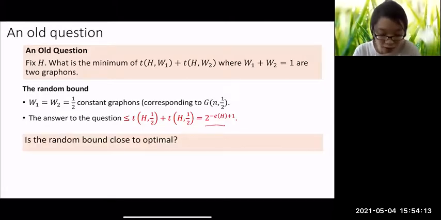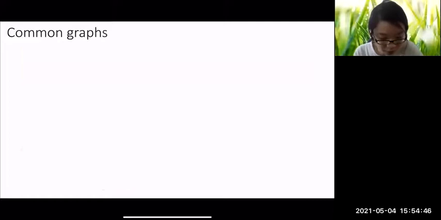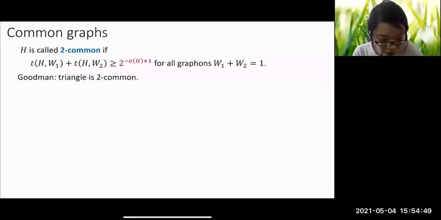And here's the old question again: is this random bound close to optimal? We say that for an H where this random bound is optimal, H is called 2-common. The 2 comes from the fact that we have two graphons, W_1 and W_2. So basically, we want to say H is 2-common if for any two graphons which add up to 1, the homomorphism density of H into W_1 and W_2 is at least this random construction. Yeah, so here's the definition again.